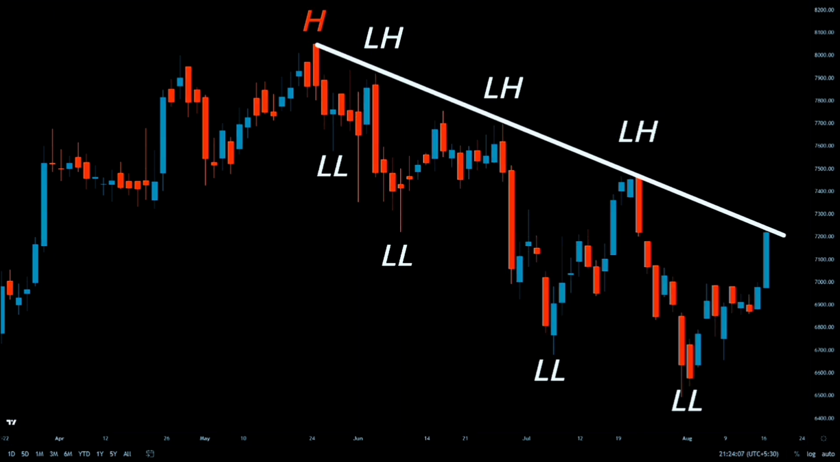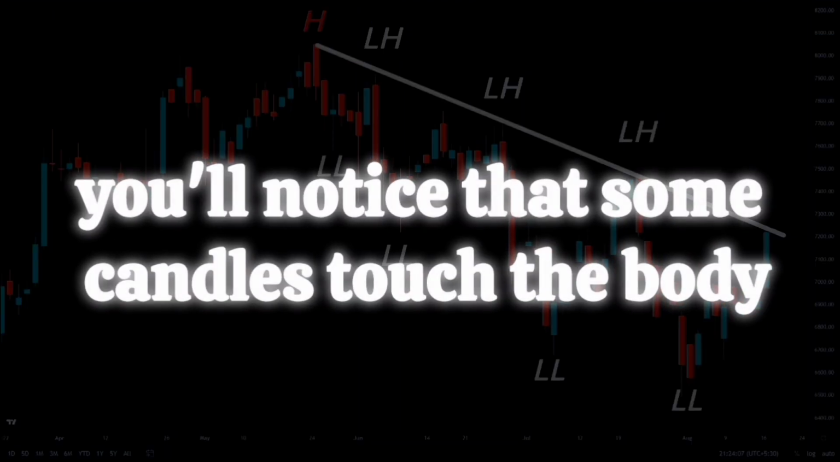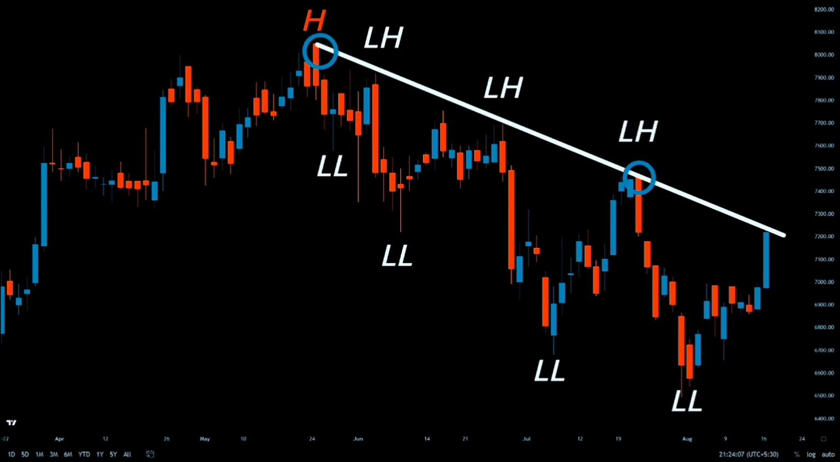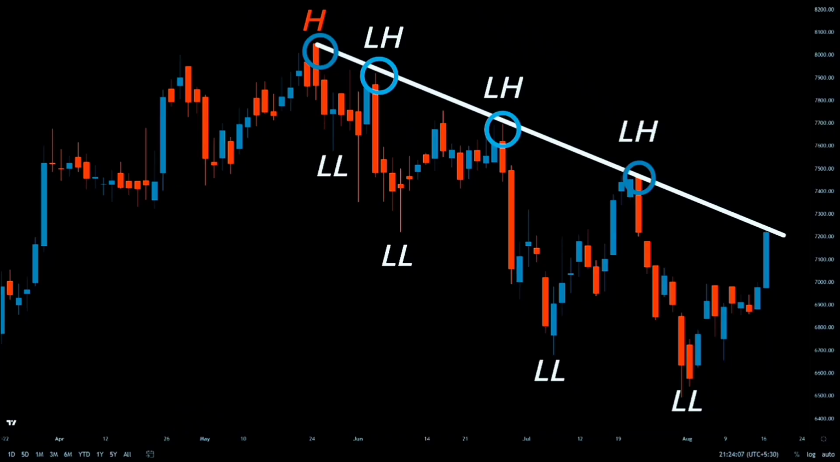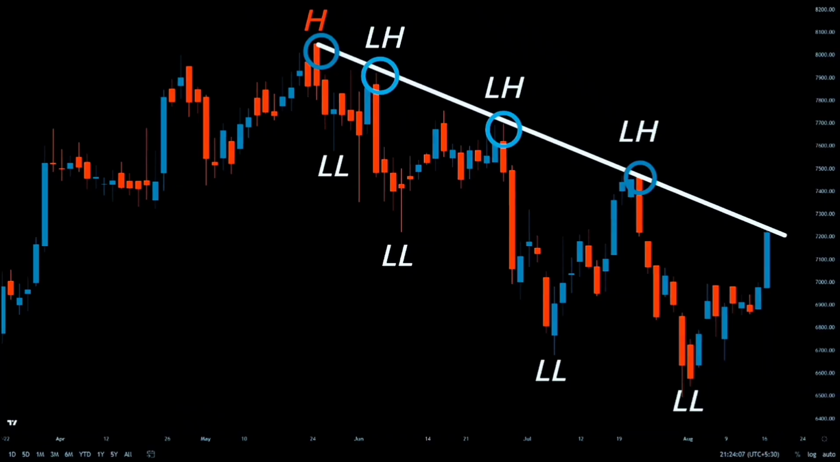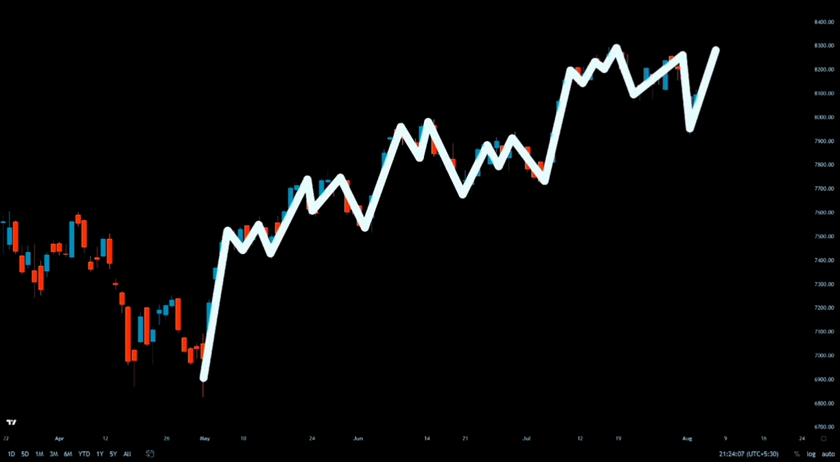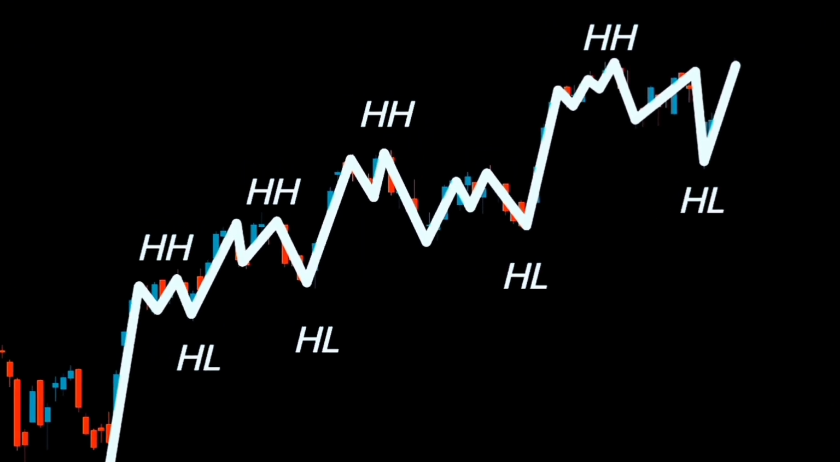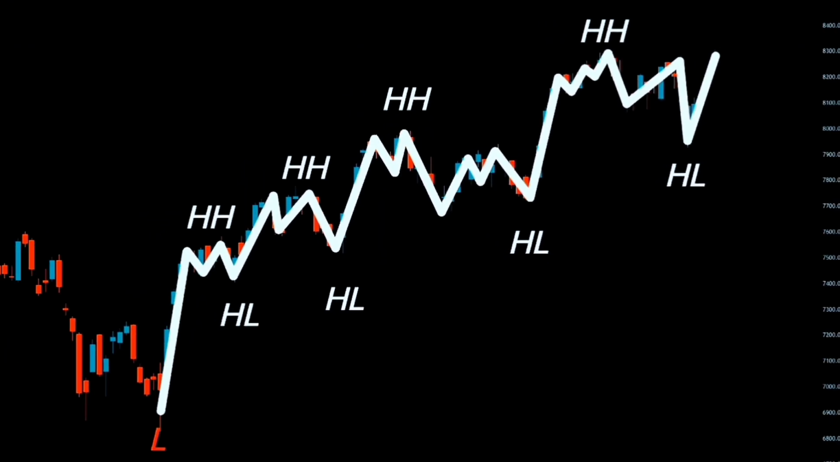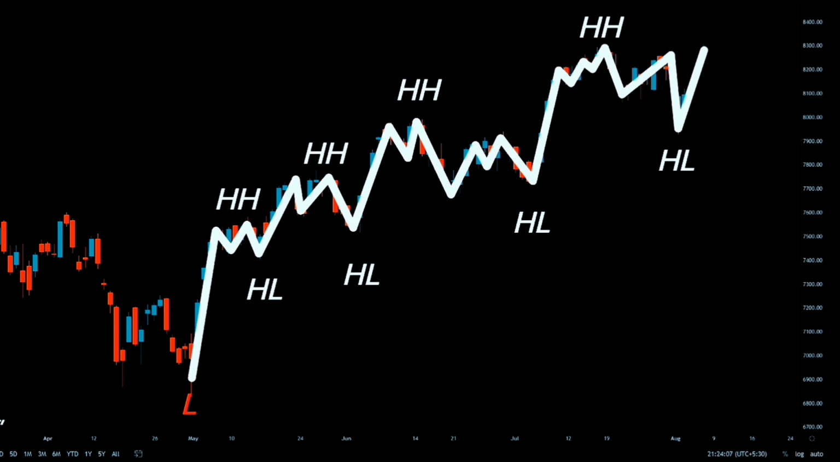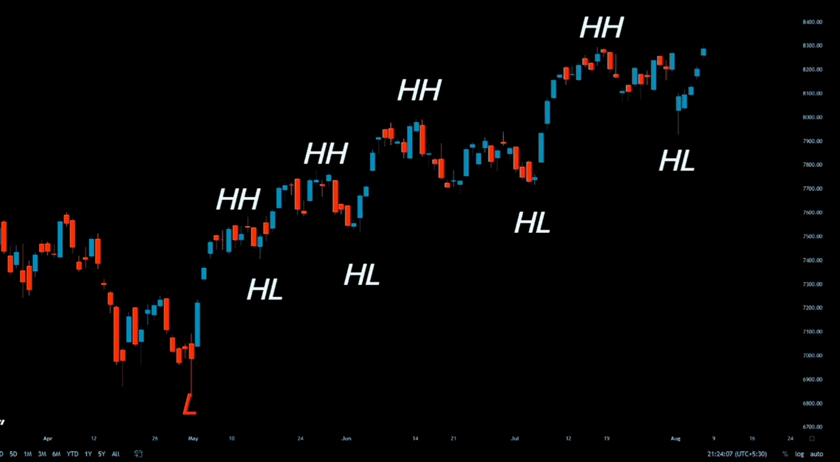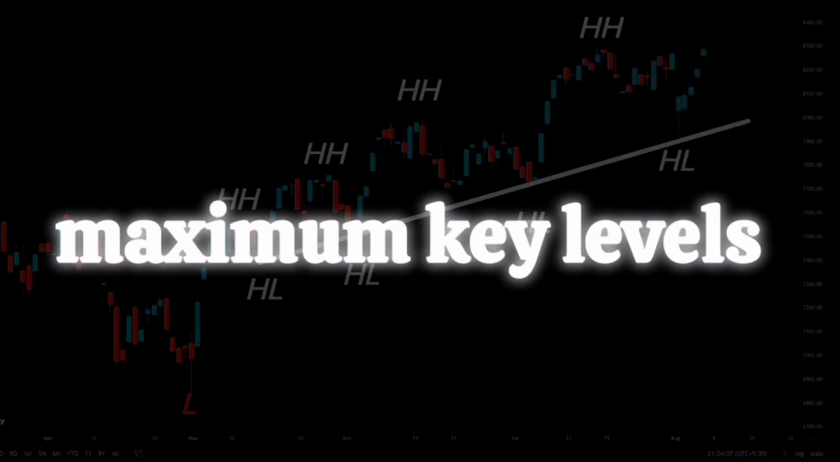In this trend line, you'll notice that some candles touch the body, while others touch the high. This illustrates that the trend line should be drawn where it touches the maximum number of key levels. Now, let's look at an uptrend example. In this chart, you can see the stock is in an uptrend, forming higher highs and higher lows. Since this is an uptrend, we'll draw the trend line below the candles. Here, we've drawn a trend line touching the maximum key levels.